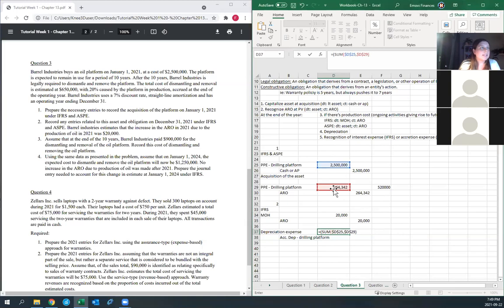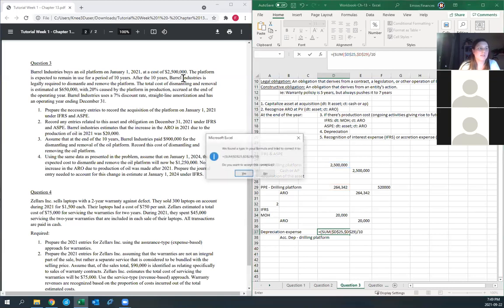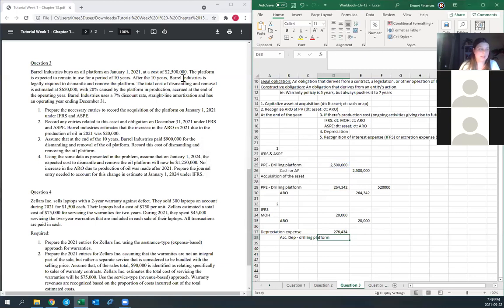All right, and then it says here that the useful life is 10 years. There's no remaining value after, so you just have to divide by 10. I'll put here what I did. I basically did 2.5 million plus the 264K divided by 10 years. It's going to be the same entry every year, except if there is a change in estimate that we're going to see later, but basically it's always going to be that for 10 years.